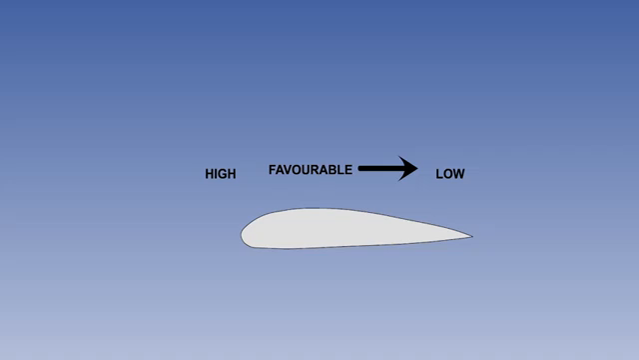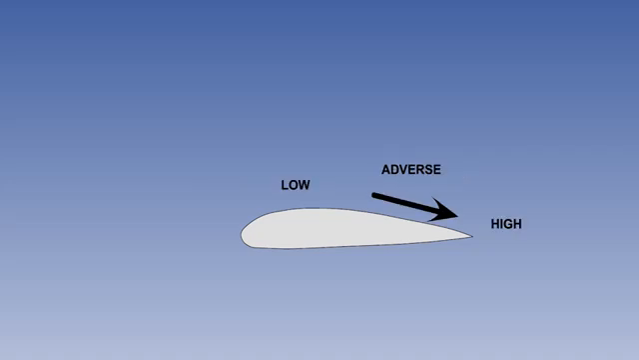As air tries to flow from high to low pressure, a favourable gradient is one in which the pressure is falling in the direction of the airflow. And an adverse gradient is one in which it is rising in the flow direction, such as between the point of minimum pressure over the aerofoil and the trailing edge. The gradient increases with angle of attack.